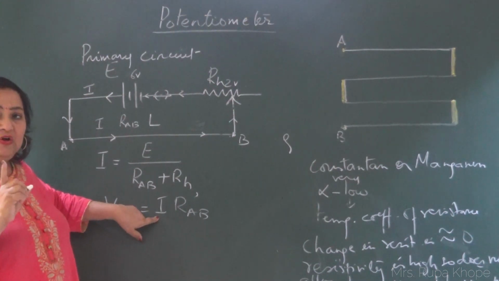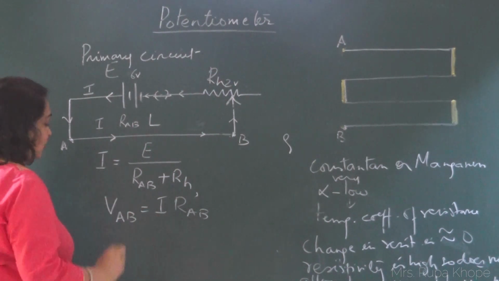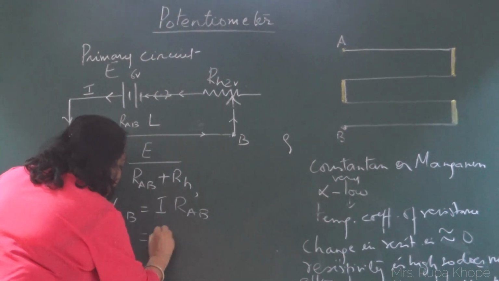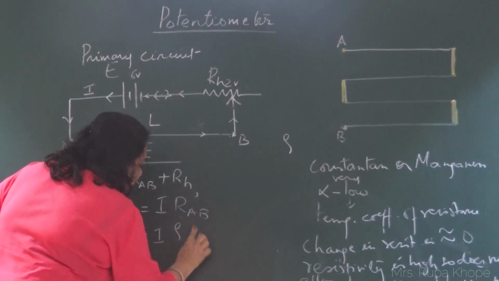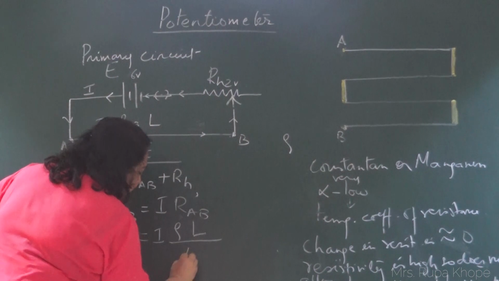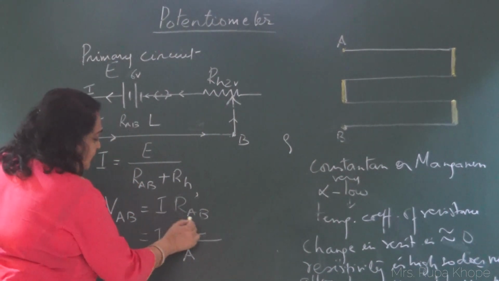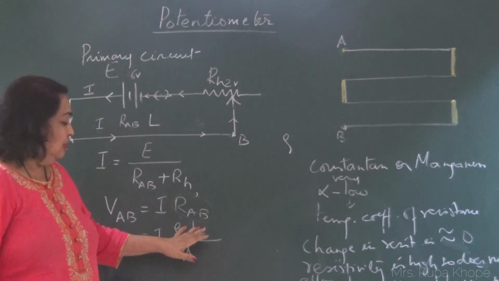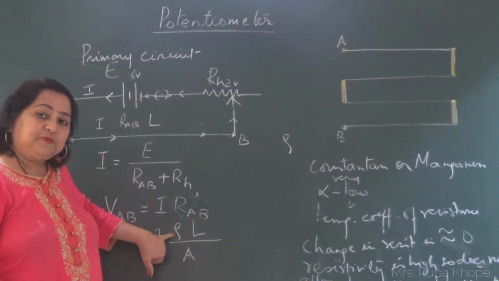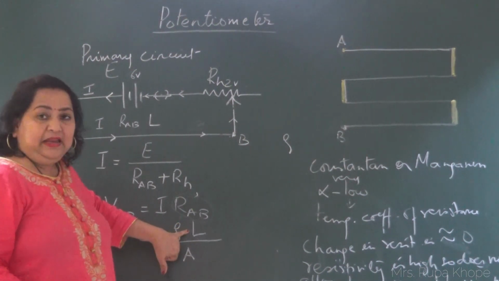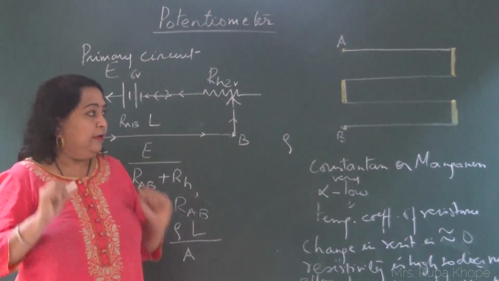But we have to find out one beautiful expression for potential gradient. Let's see what it is. Now we already know current into RAB is rho into length L upon area of cross section. Rho into length upon area of cross section is the resistance of a given wire. Now look here. Rho is what? Resistivity or specific resistance. What is L? Length of the wire. And what is A? Area of cross section of the wire.